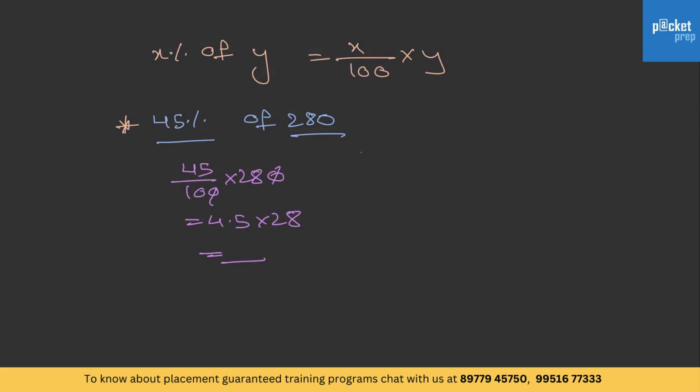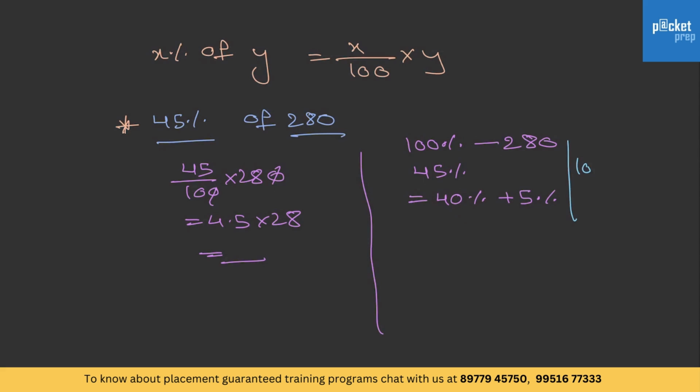There's another method of doing this. 100% of this number will be 280 itself, and they're asking us 45%. To find this 45%, we can write this as 40% plus 5%. As we know 100%, it is easy to find 10%. 10% will be just keeping a dot before the last digit, that is 28. So 40% is given by 28 into 4, plus the remaining 5%.